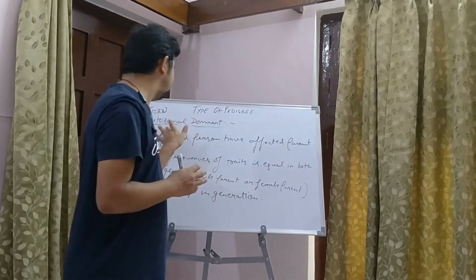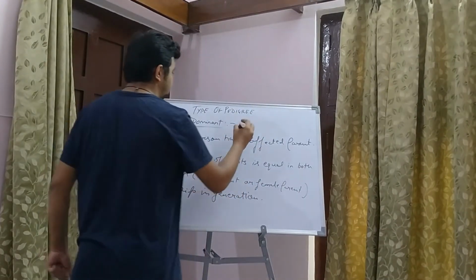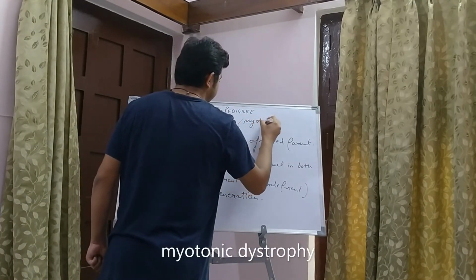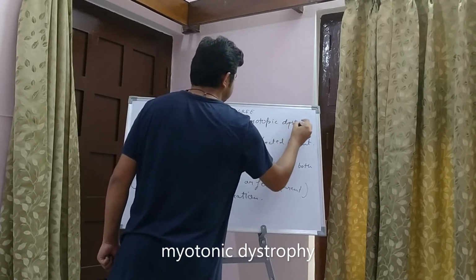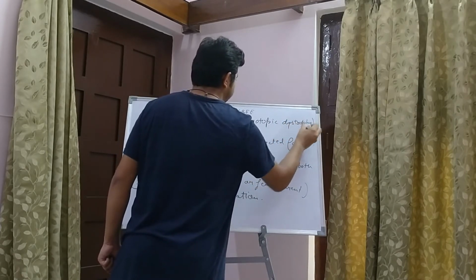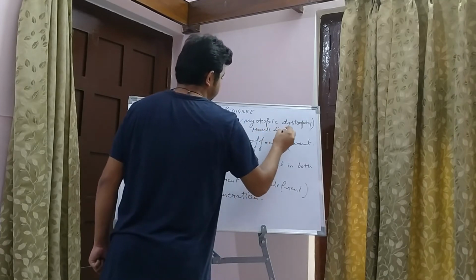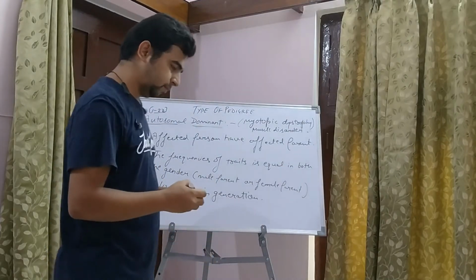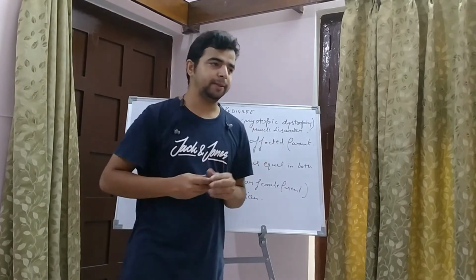The example of an autosomal dominant trait is myotonic dystrophy. This is basically a muscle disorder, and both male and female can get affected through this.